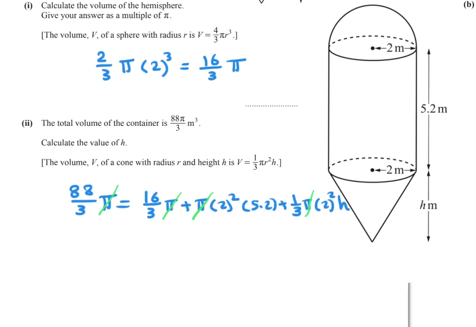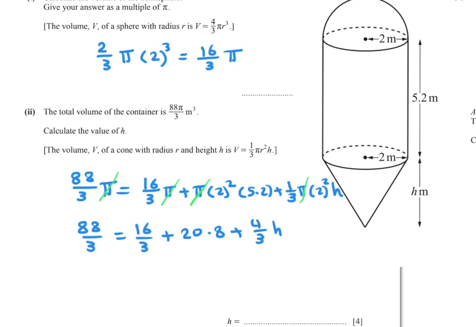So 88/3 equals 16/3 plus 2 squared times 5.2, which equals 20.8, plus 1/3 times 2 squared, so 4/3 h.